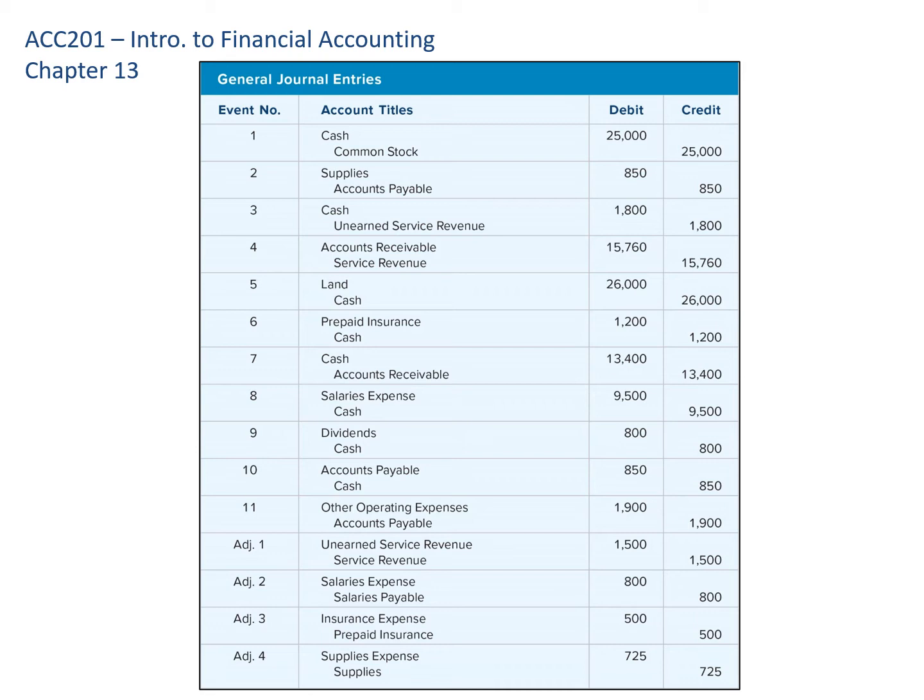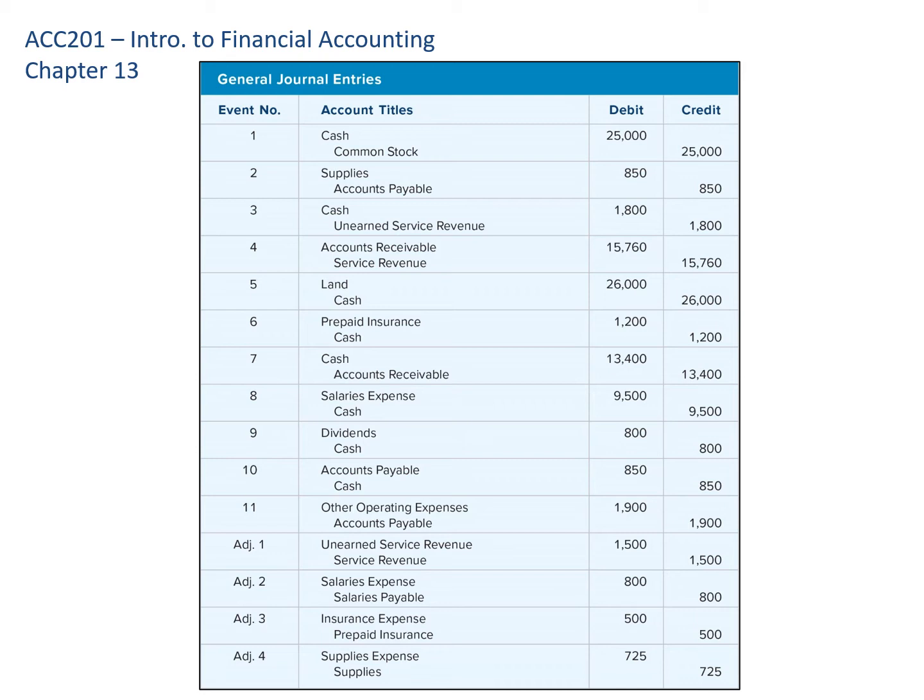Next, event 6, I paid $1,200 cash for a 1-year insurance policy with coverage starting August 1st. In that case, I'm paying for an expense in advance, a deferral. So I'm going to debit or increase prepaid insurance for $1,200, and I will reduce cash by crediting that account for $1,200. This is also one of those asset exchange transactions where one asset goes up and one goes down.